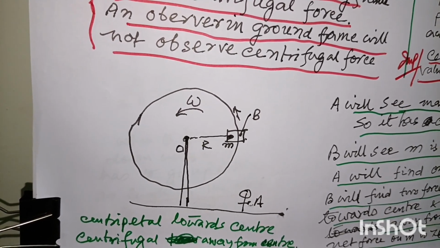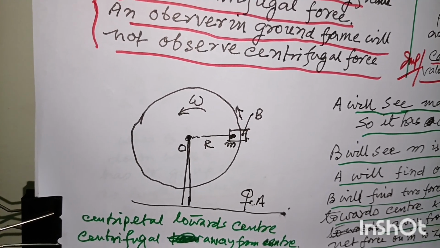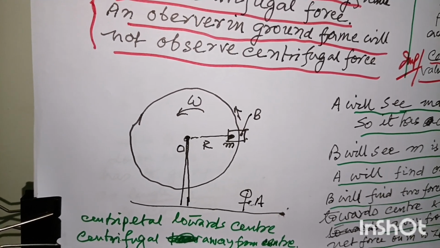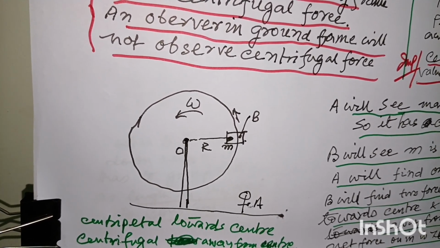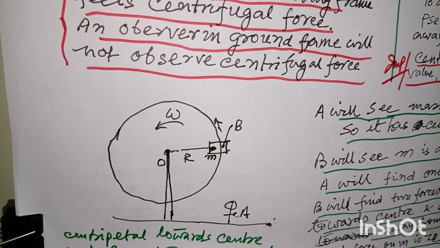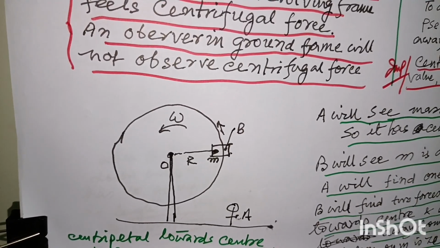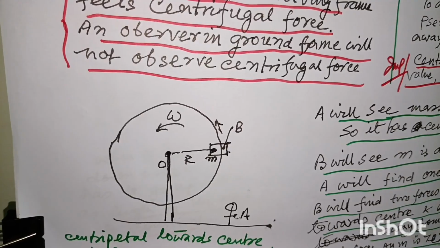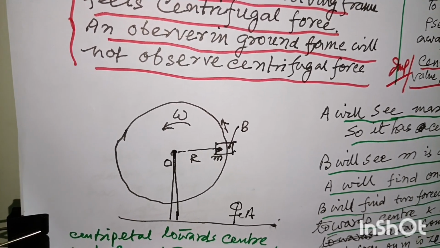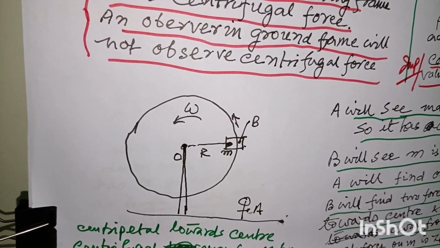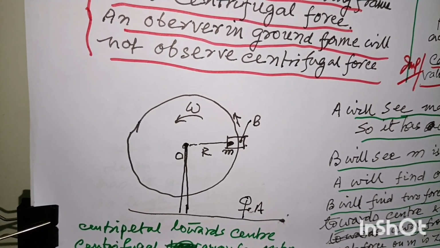Now what will A see? A will see that this mass is moving in a circle. So there must be a centripetal acceleration and a centripetal force acting on it. The centripetal acceleration is omega square r, and the centripetal force is m omega square r. The observer A is seeing only one force, the centripetal force m omega square r.